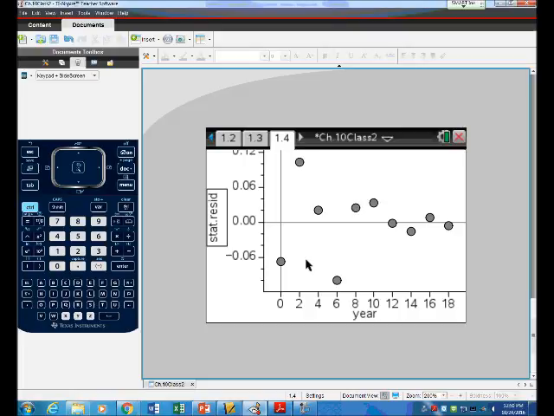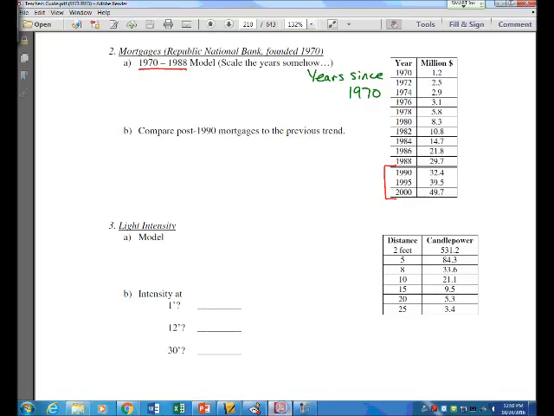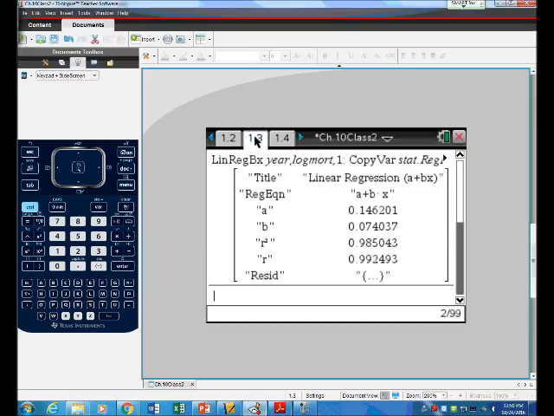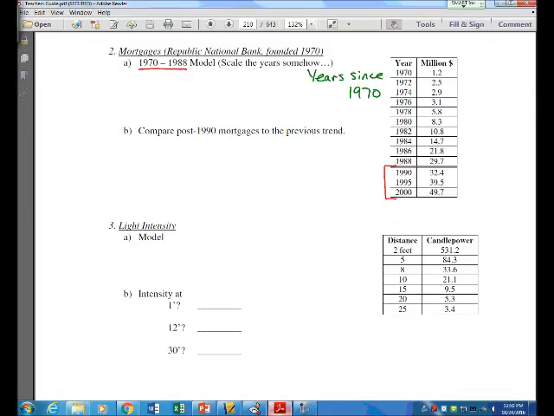So I'm going to use these numbers here. The y-intercept is 0.146201, the slope of 0.074037. Again, rounding I'm going to do, but you don't have to, whatever you prefer. So here we go. I have the log of mortgage hat equals 0.1462 plus 0.074 times year. And again, that's year since 1970.